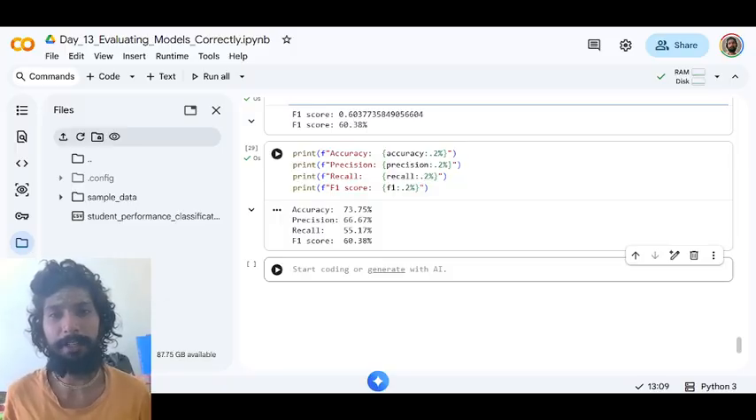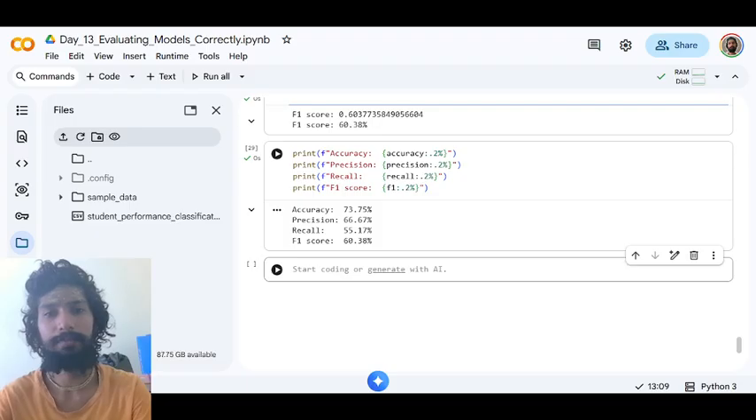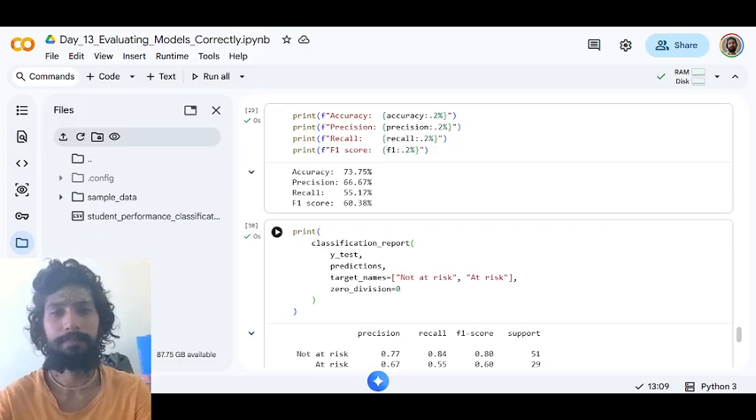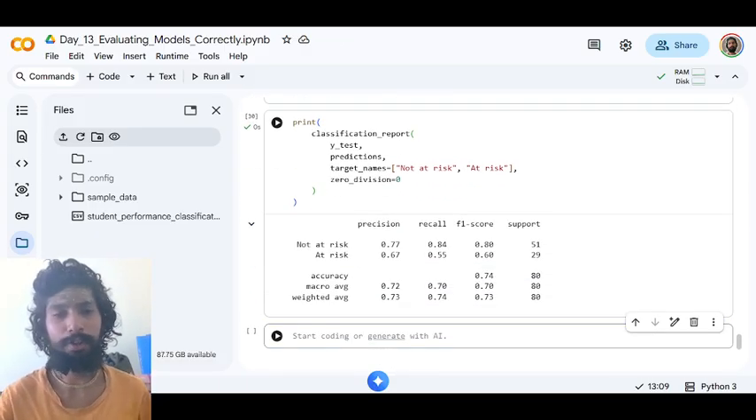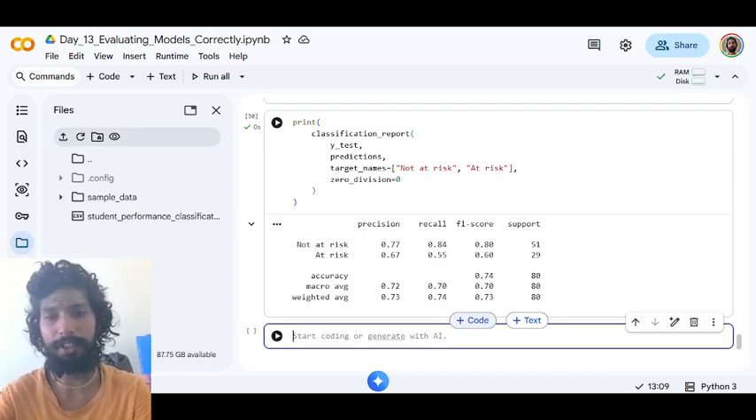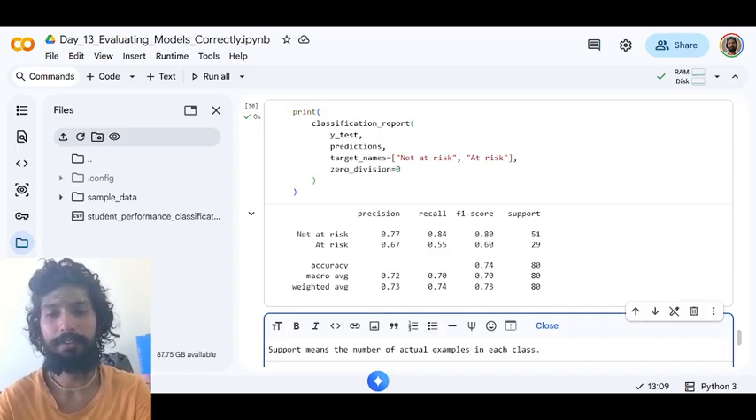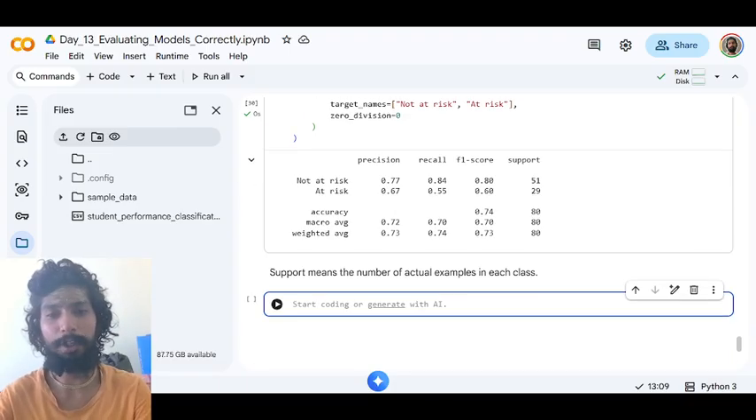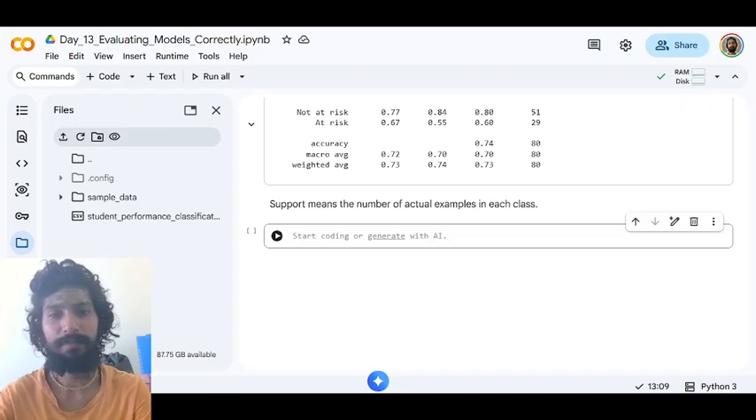Scikit-learn can display the main metrics in one report. The report shows precision, recall, F1 score and support. Support means the number of actual examples in each class. So let me write it because it is referred to very often. Support means the number of actual examples in each class.